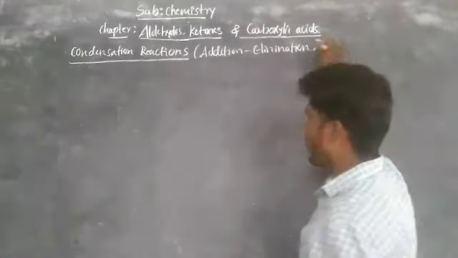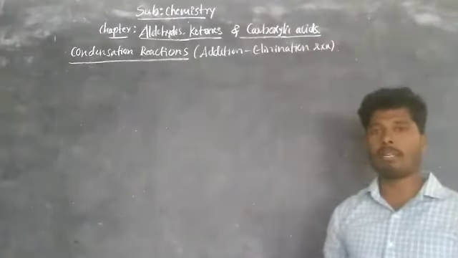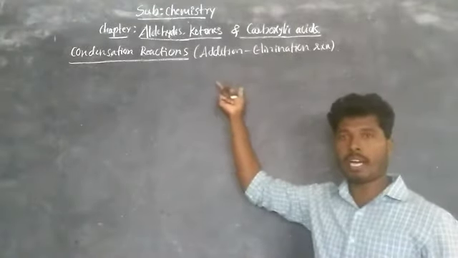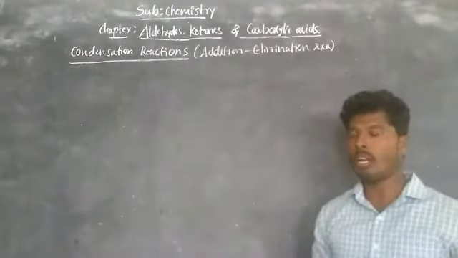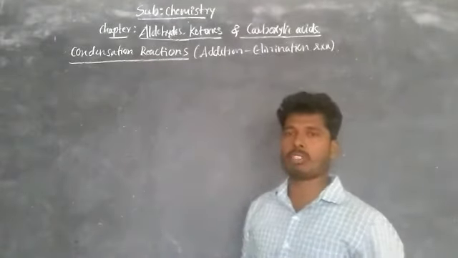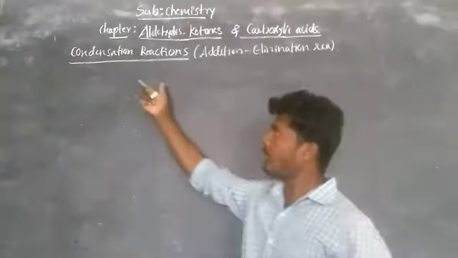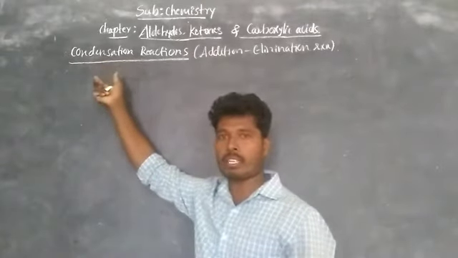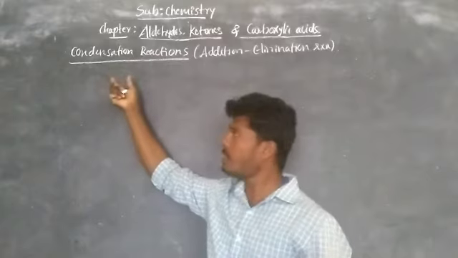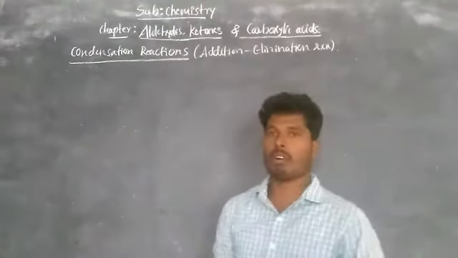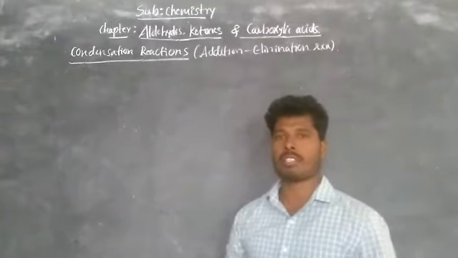Why do we call them addition elimination reactions? Because the addition of a reagent and the elimination of a water molecule take place in a condensation reaction, so we call them addition elimination reactions. Observe here, the word itself says condensation, nothing but freezing. It means we are removing water. That type of reaction we call condensation reactions.